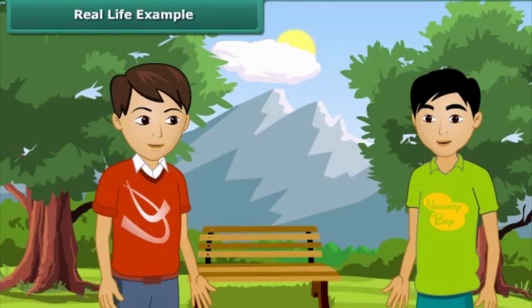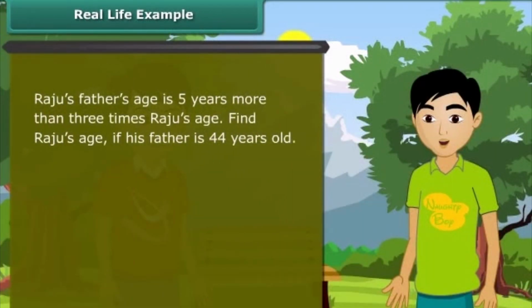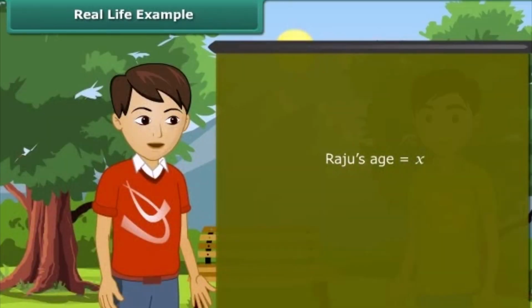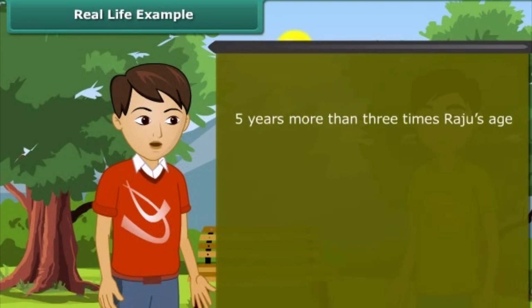Ajay, now you know to solve the equation. There is one problem for you. Ask. Raju's father's age is 5 years more than 3 times Raju's age. Now find Raju's age if his father is 44 years old. We have to find Raju's age, therefore we will take it as x. Now 5 years more than 3 times Raju's age is 3x plus 5, which is equal to 44. Now we will solve this equation.